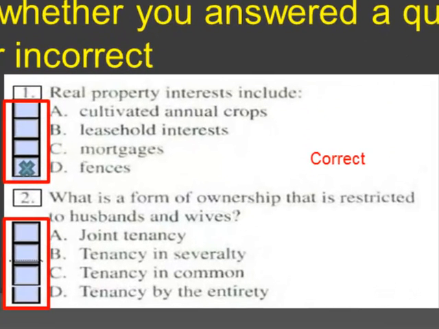Another example would be, for instance, what is a form of ownership that is restricted to husband and wife? The correct answer is tenancy by entirety, but if you type in X here, it will show you that the answer is incorrect. So this is a custom program for you to create custom forms for your business.